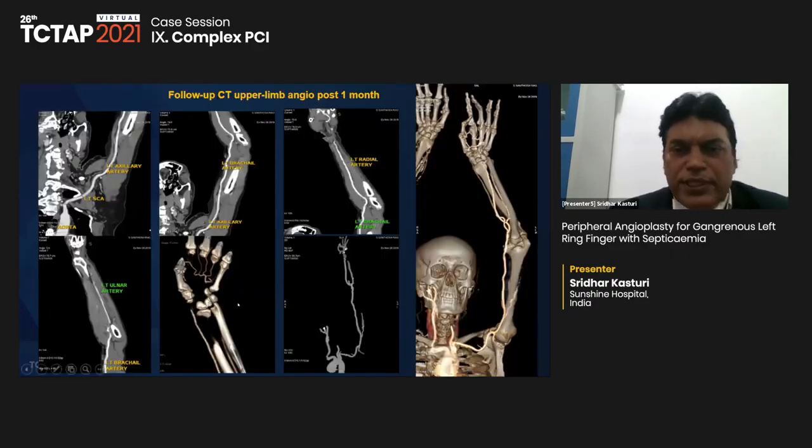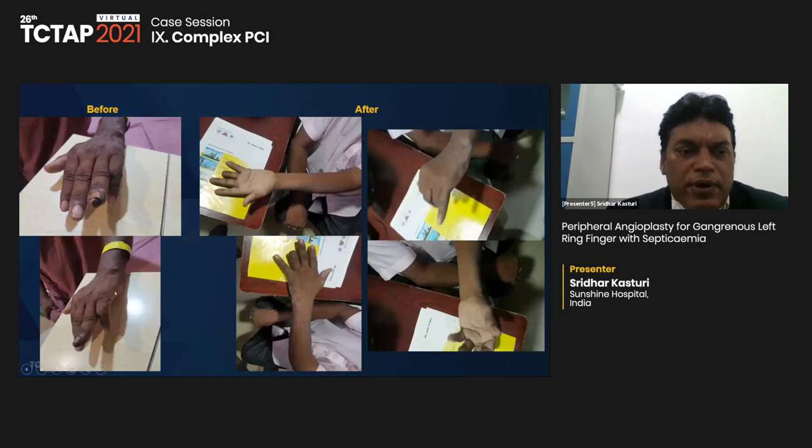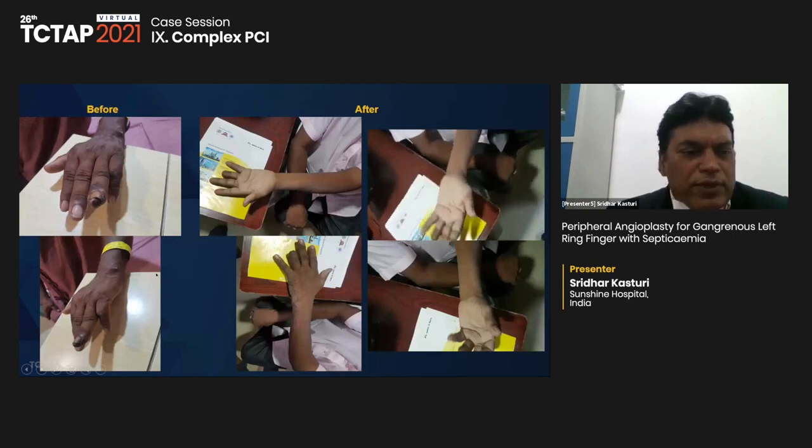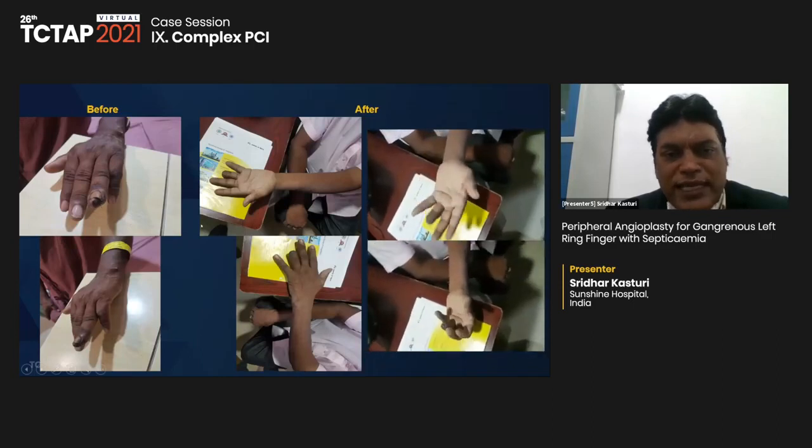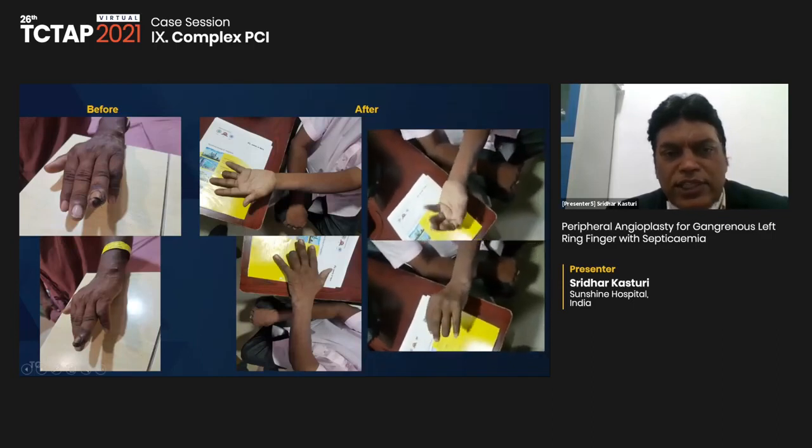This is a follow-up CT angiogram. You can see very nicely. This is very well patent, though we are unable to see the ulnar and radial artery, and you can see the superficial and deep palmar arch, as well as the distal arteries, very, very clearly. So this is the follow-up. We took it because the ring finger, the distal portion, was gangrenous. The last digit was amputated.